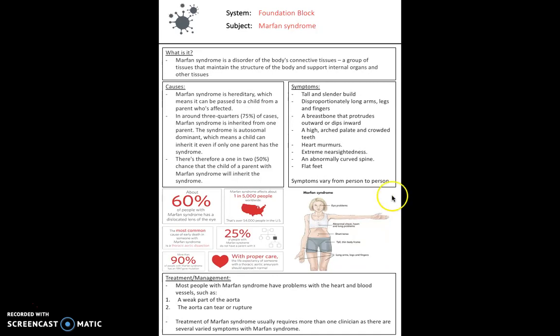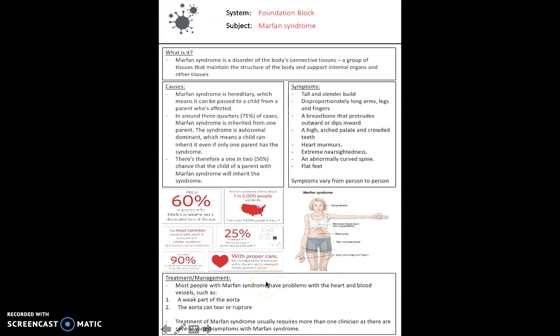The symptoms associated with Marfan syndrome include tall and slender build, disproportionately long arms, legs and fingers, a sternum that protrudes outwards or dips inwards, a high arched palate and crowded teeth, heart murmurs, extreme nearsightedness, abnormally curved spine and flat feet. But do remember that symptoms vary from person to person. Some people might have very severe symptoms whilst others have very minor, and others may have only a few of these symptoms while others have all of them.